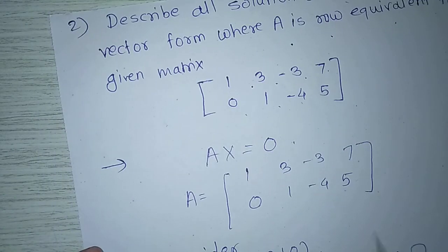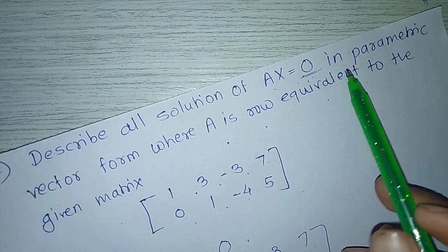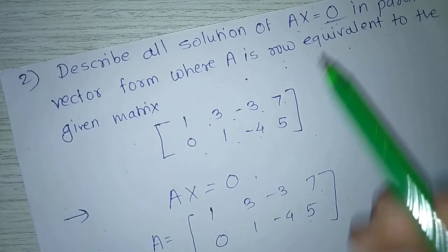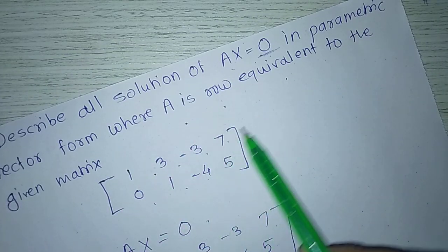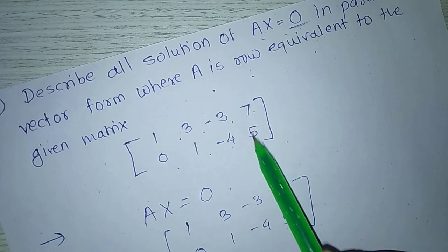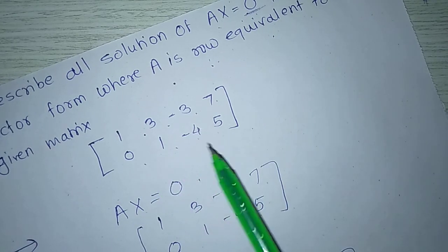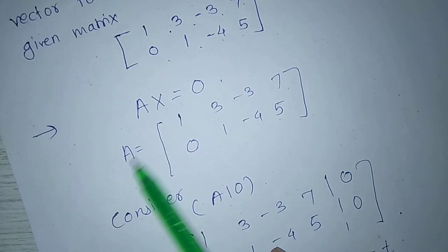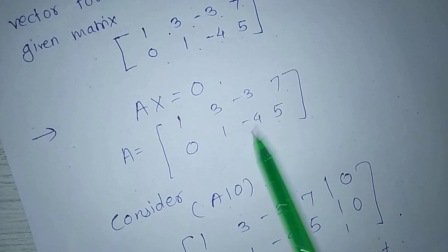Next example, describe all solutions of A x equal to 0 in parametric vector form, where A is row equivalent to the given matrix. Row equivalent to the given matrix means this is the reduced echelon form of the original matrix. So A is row equivalent means A equal to the given matrix. The given system is A x equal to 0 and A equal to 1, 3, minus 3, 7; next row 0, 1, minus 4, 5.